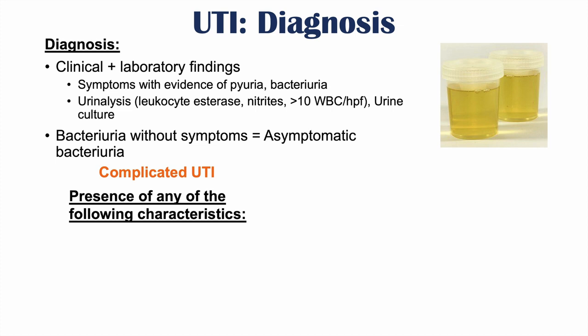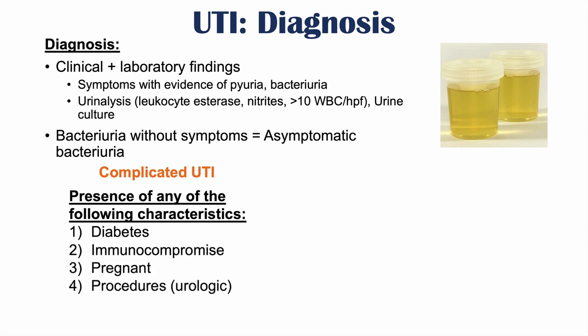And the reason why I bring this up, complicated and uncomplicated UTIs, is because it's going to change how UTIs are treated. So if there's a presence of any of the following, including diabetes, immunocompromise, if the patient is pregnant, if there has been any urologic procedures, if there's any plastic, which means a catheter, and then if it is male gender, then any of these characteristics, it's going to be labeled a complicated UTI.